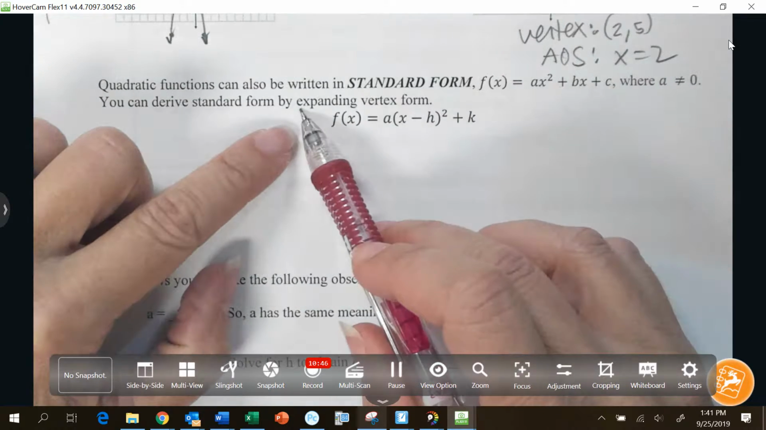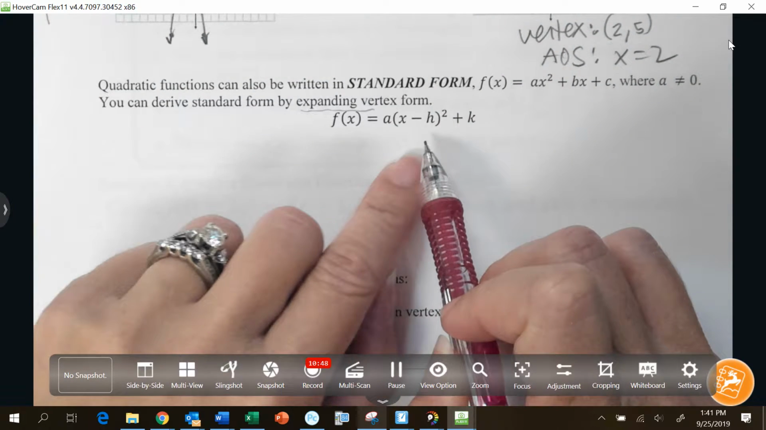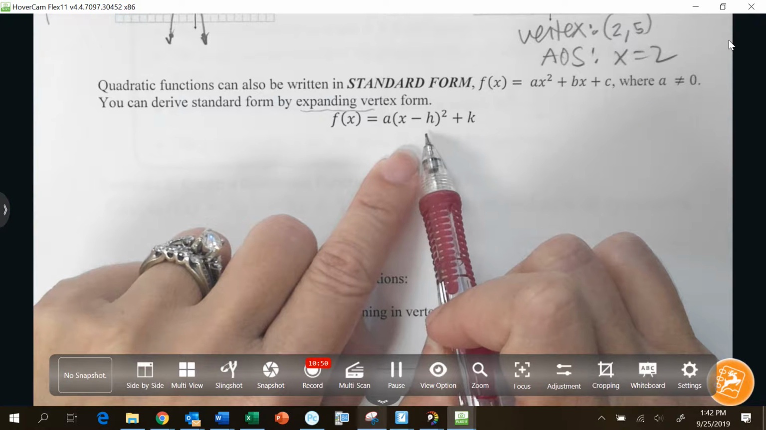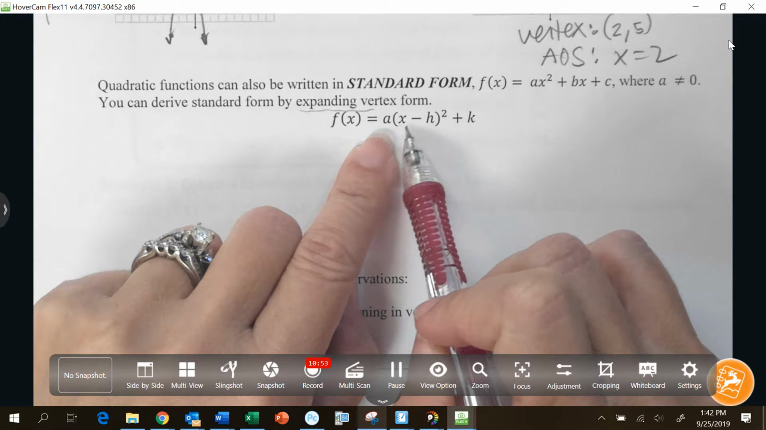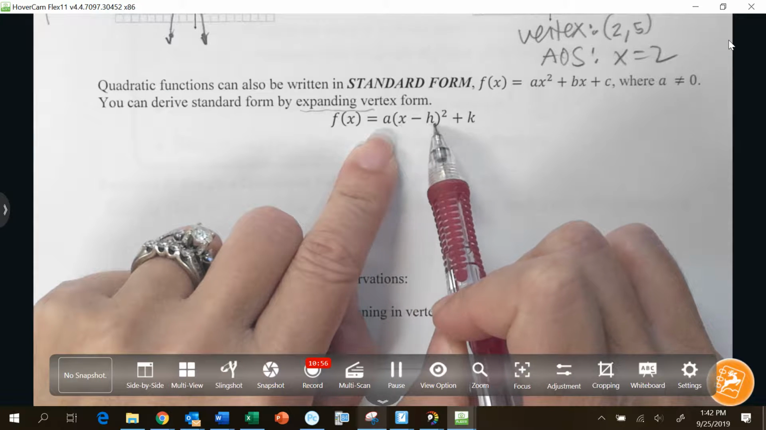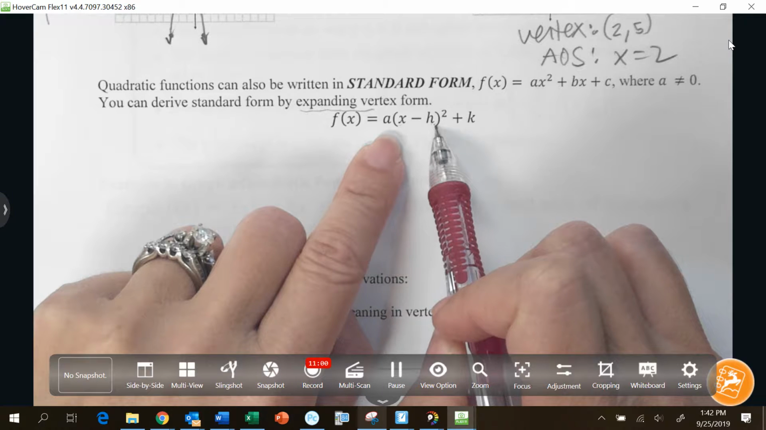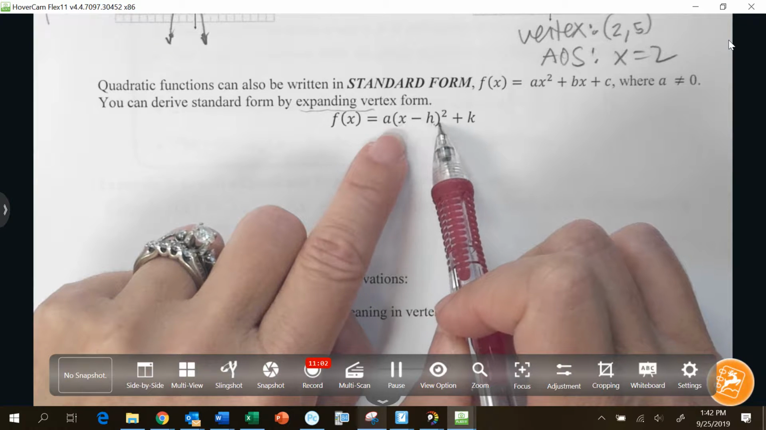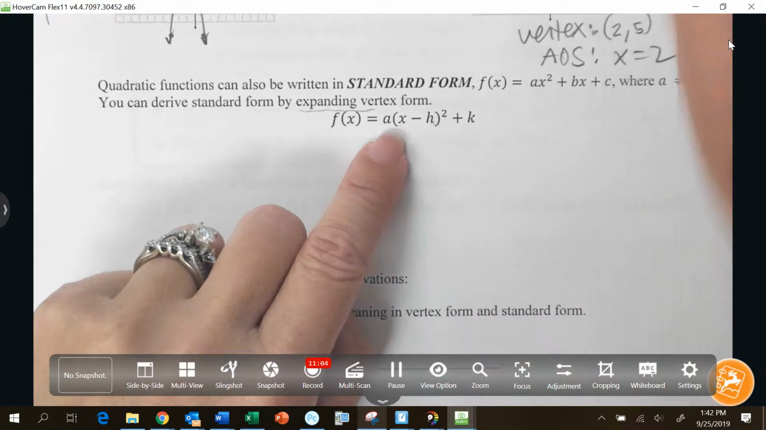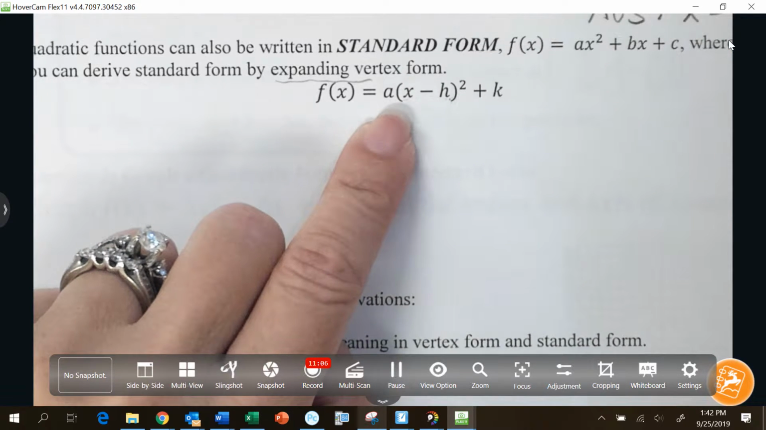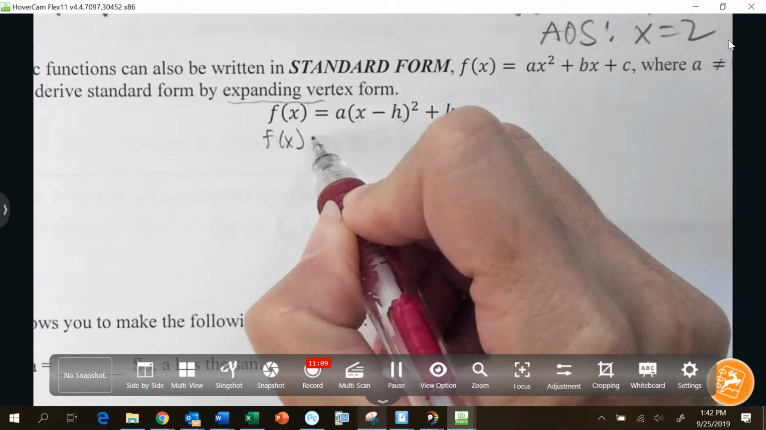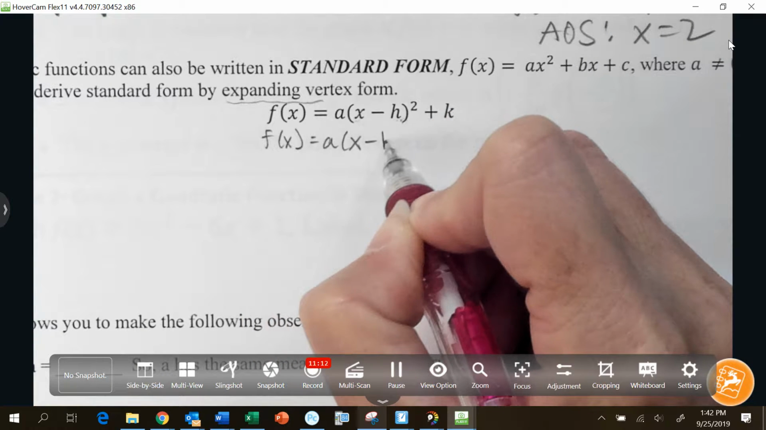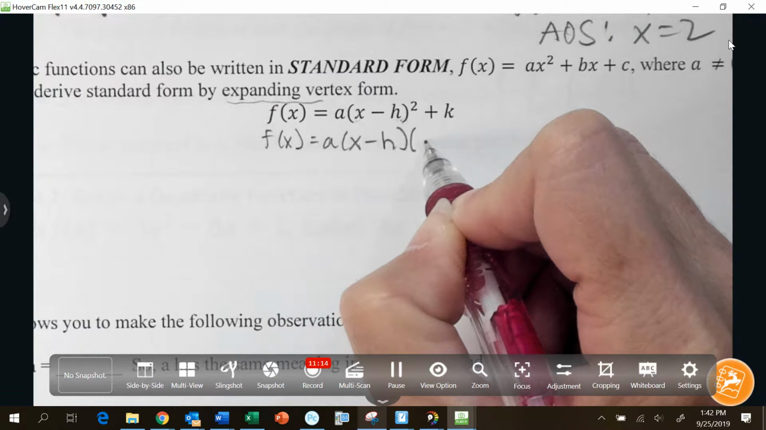So what does it mean to expand? Okay, that means instead of a squared, what do you think I'm going to have? We did this last class, or maybe it was two classes ago. It was Monday. Instead of a squared, what do you think I should do? Write it in parentheses, x minus h, and then times it by itself again.